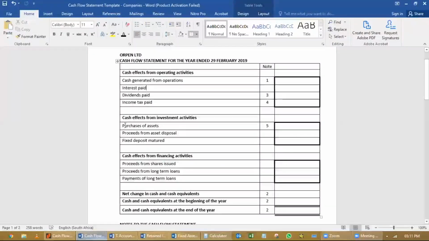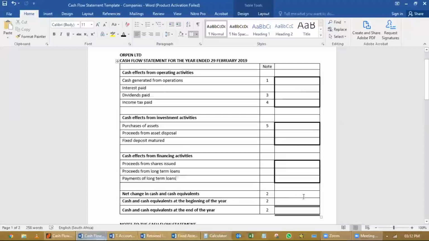Your investment activities is made up of any assets that you purchase, any assets that you might have sold, and any fixed deposits that matured. So you'll remember all of these entries from the notes that we did in the beginning. And then your financing activities, again, you can finance through shares or loans. Proceeds from your shares issued, proceeds from taking out loans, and if you repay your loans, it's an outflow of cash here.